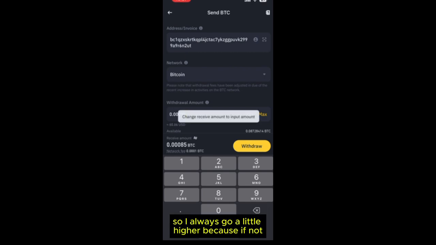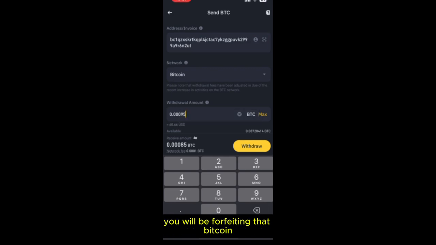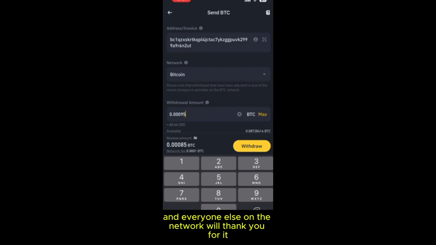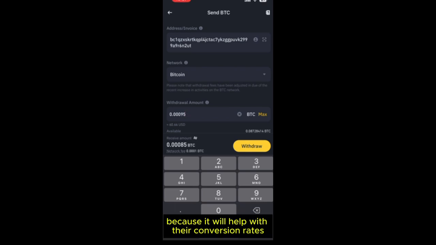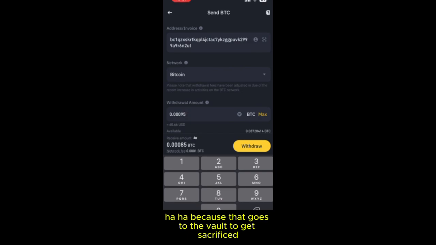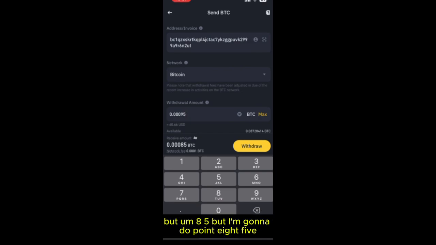So just to be sure, I'm going to make it 0.0085. I always go a little higher, because if not, you will be forfeiting that Bitcoin, and everyone else on the network will thank you for it because it will help their conversion rates, because that goes to the vault to get sacrificed. But I'm going to do 0.0085. You see there it says receive amount is 0.0075, which is more than the required amount.